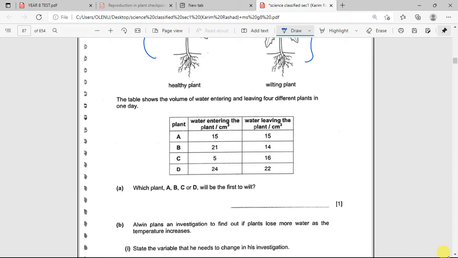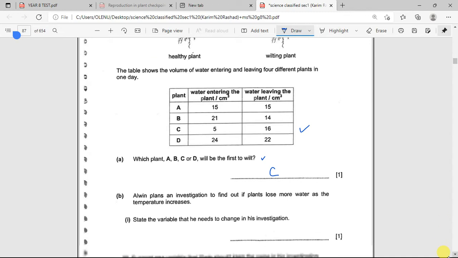Now, which plant, A, B, C, or D, will be the first to wilt? The one that will be first to wilt is the one that loses almost all or more than the amount of water it absorbs. So I think C will be the first to wilt because the amount of water entering the plant is just 3, while the amount of water leaving the plant is 16. So the plant will begin to wilt.